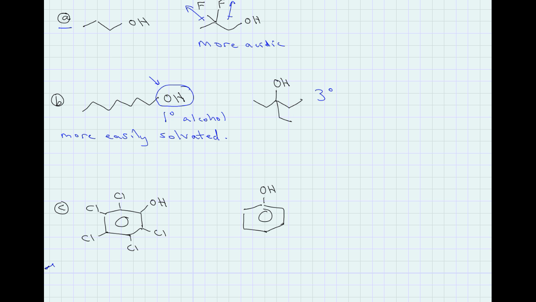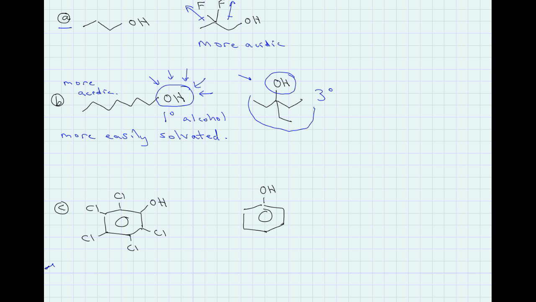solvent molecules will be able to get in and stabilize the negative charge on this, whereas in the tertiary alkoxide, the solvent molecules are going to have a harder time getting in here because of all this steric bulk in the way. So this is going to be our more acidic alcohol. The primary alcohol will be more acidic.